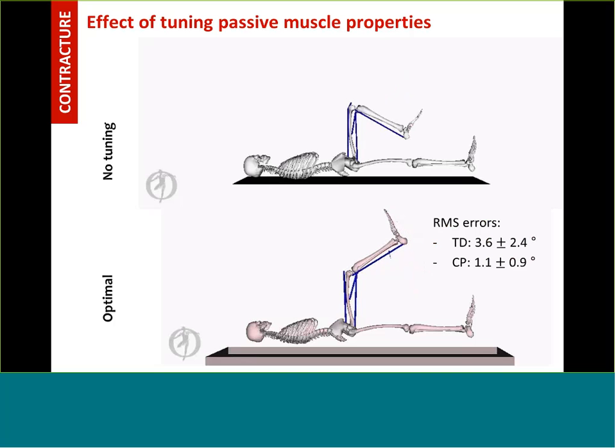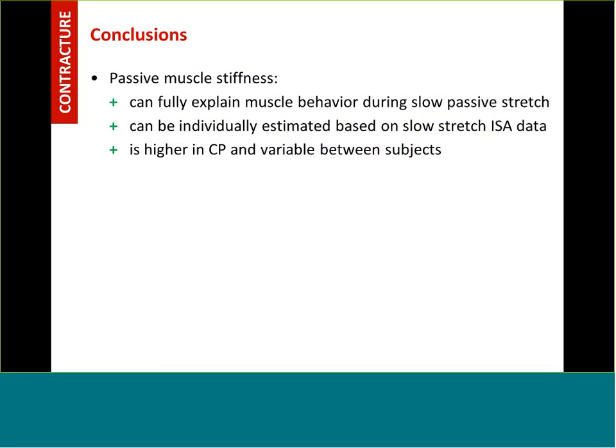The fit was again best for the CP subjects compared to the TD, as they had stiffer muscles, and we got as close as about 1 degree of RMS error between the measured and simulated motions. So to conclude about simulation of contracture, we can say that passive muscle stiffness could fully explain the muscle behavior during the slow passive stretch. It could also be individually estimated based on slow stretch ESA data, and we can say that muscle stiffness is higher in CP as expected and variable between subjects.